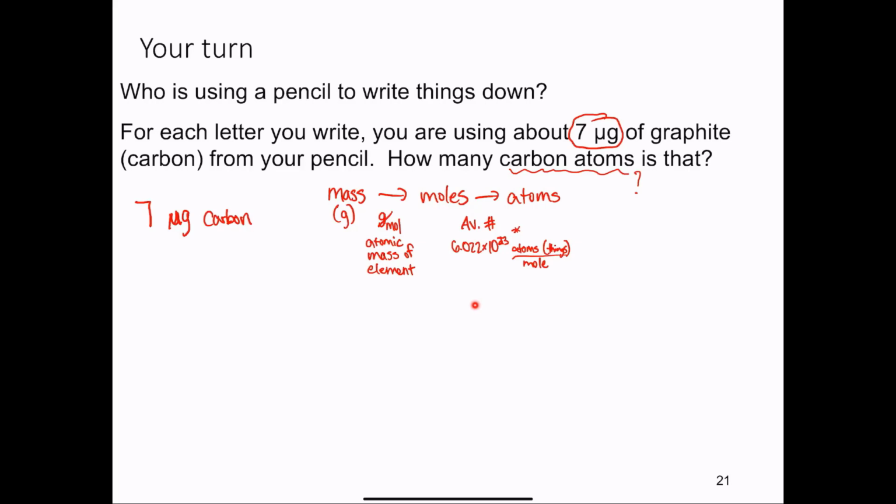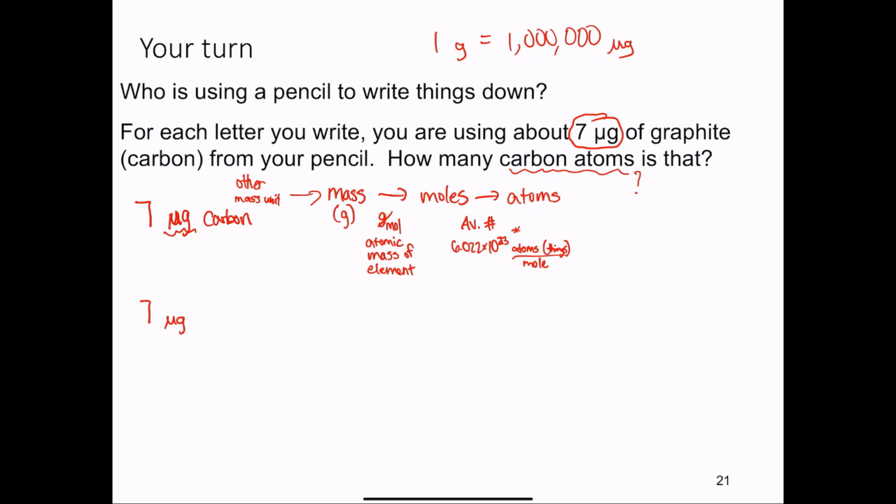Okay, so do we have grams yet? No, we are stuck in micrograms. So what we need to do first is get into grams from whatever other mass unit we are stuck with at the beginning of the problem. So we need to page back a couple of slides and remember that 1 gram is going to be equal to 1 million micrograms. Okay, so now we can start our problem.